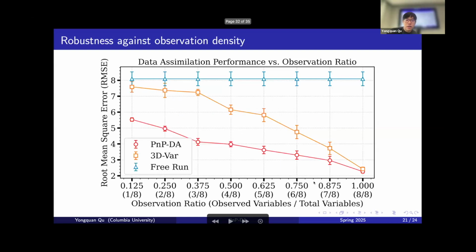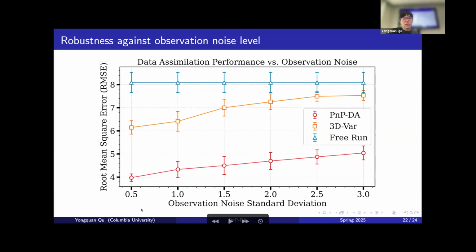Oh, by the way, the training data is generated with 0.5 observation noise standard deviation, and we tested on different, increased noise levels, and the PMP is still consistently better than 3D Variational data assimilation. The RMSE is calculated along the trajectories.